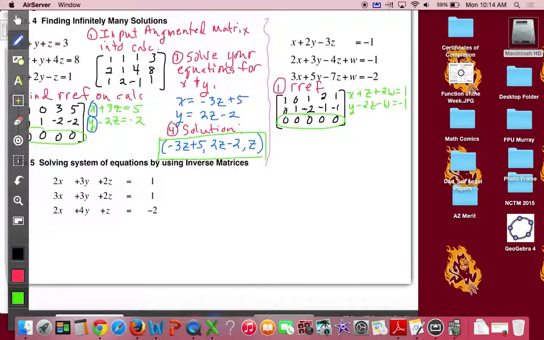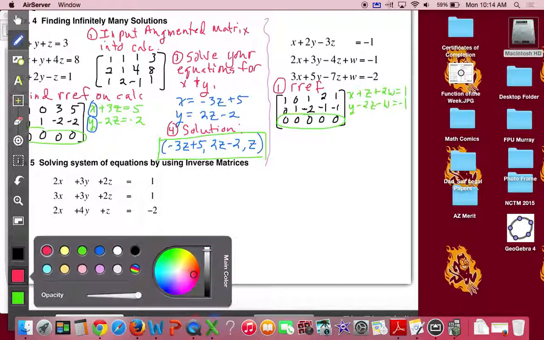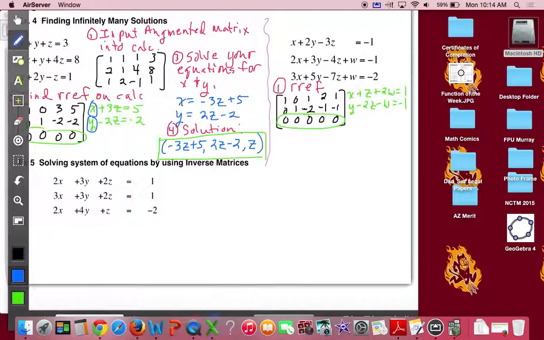And so I can solve the first equation for x in terms of z and w. And so that's what we're going to do. And then I guess you can write yourself a note. Step 2, solve for x and y. So what is x equal to?